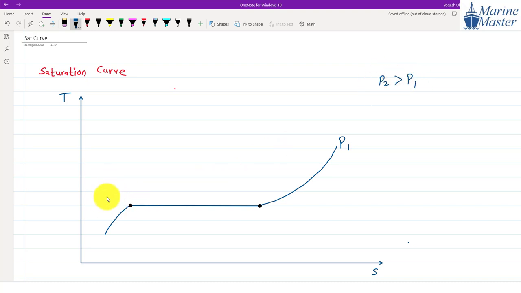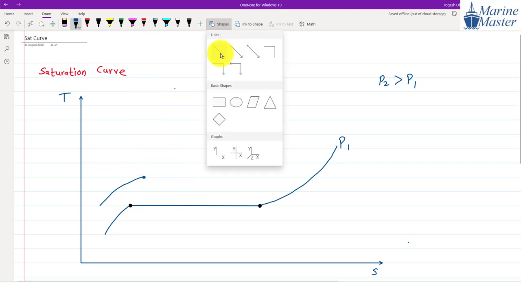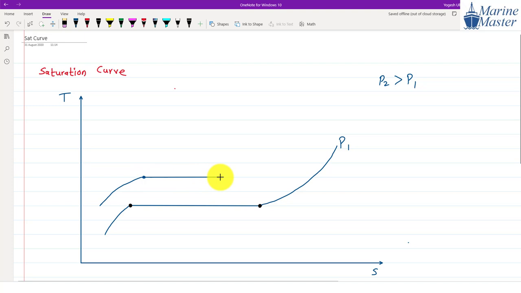So what will happen? Observe the scenario here. It's a very simple discussion, not that difficult. When we increase the pressure, what is going to happen? Have a look at this drawing carefully. Don't write anything, just listen to my words carefully. If you observe, both the drawings are similar. But the difference is the region of this wet vapor region. This is the wet vapor region for the P1 pressure, and this is for the P2 pressure line.